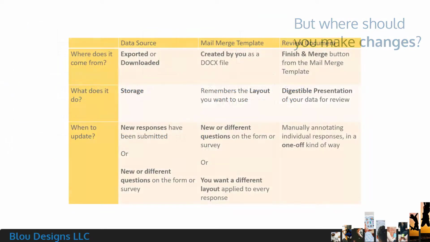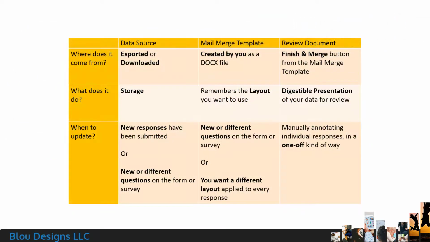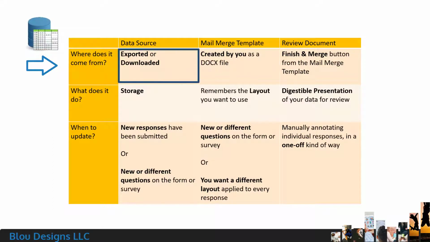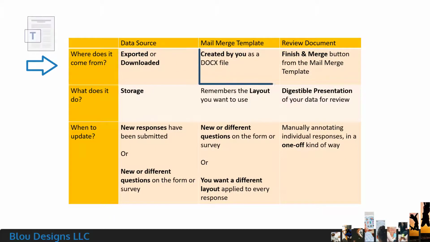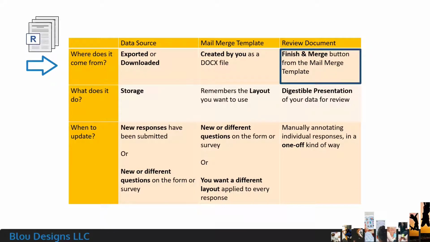So let's recap what we've covered about the 3 files of the mail merge process. Where do they come from? The data source is exported or downloaded from your form or survey application. The mail merge template is created by you as a docx file, and the review document is automatically generated by Microsoft Word when you select to finish and merge from your mail merge template document. A new one is generated each time you select that Finish and Merge button.